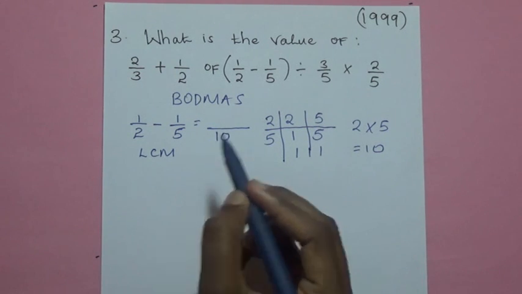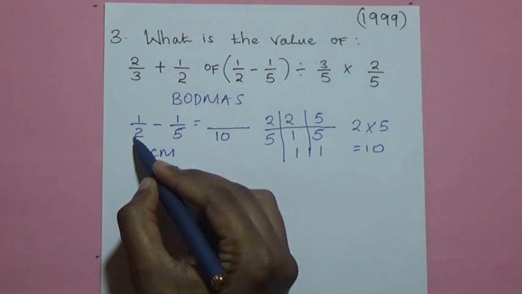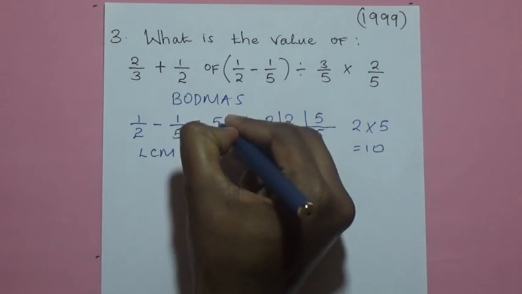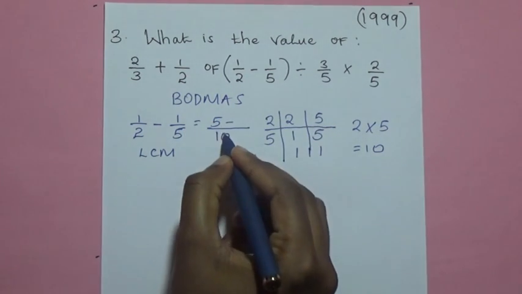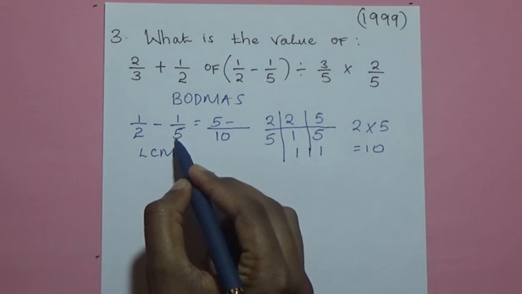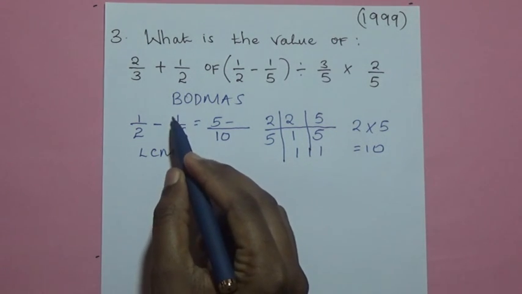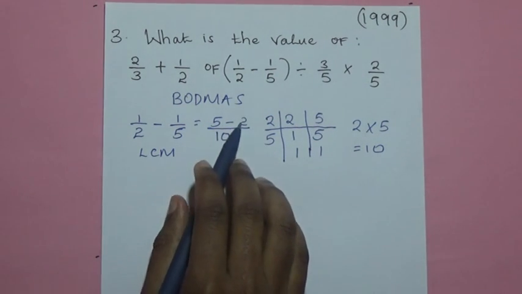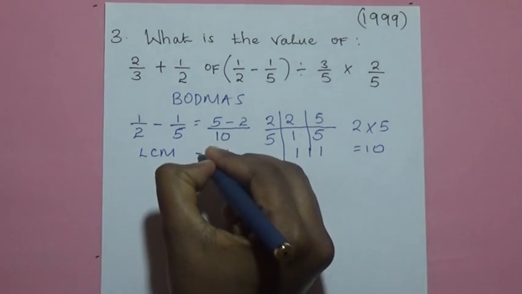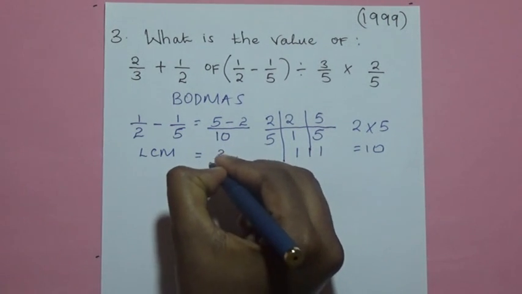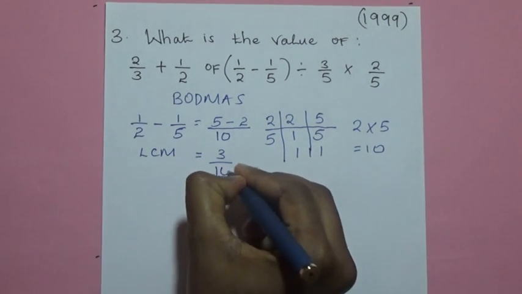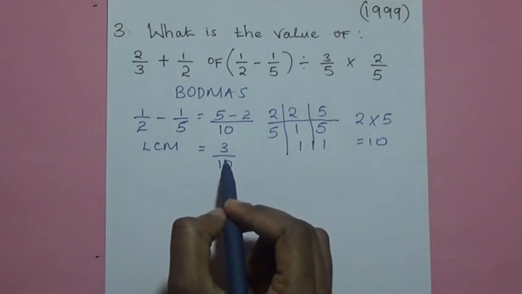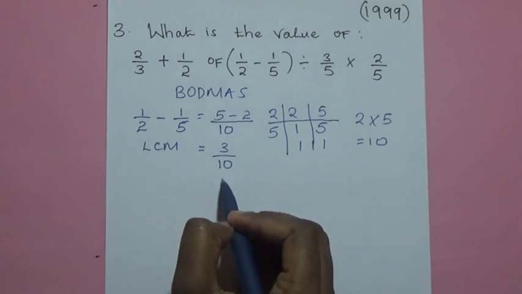We take 10, divide by 2, gives us 5. 5 multiplied by 1 is 5. So we write 5. Minus 10 divided by 5 is 2. 2 multiplied by 1 is 2. So we have 5 minus 2. 5 minus 2 gives us a 3, and then the denominator is 10. So the answer will be 3 over 10.